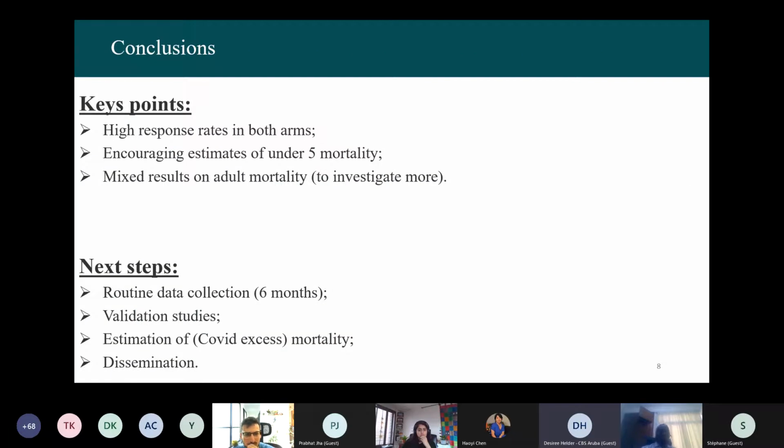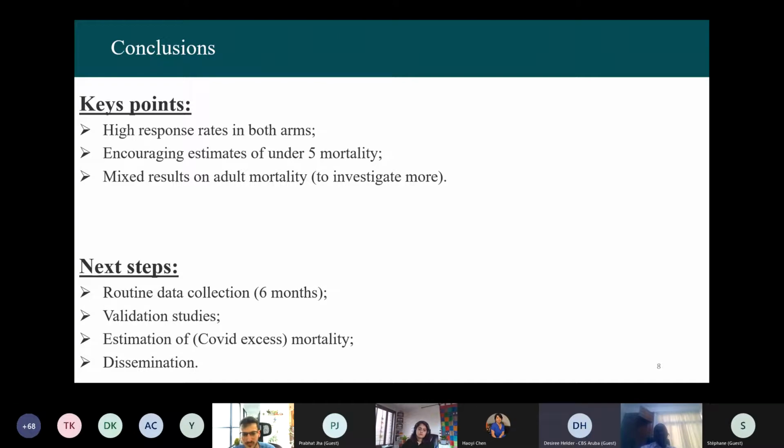So overall, what we can say from our experience in mobile phone data collection in terms of mortality measurement in Burkina Faso is that response rates are high in the RAMS, and the estimates of under 5 mortality are really encouraging. Compared to the UN estimate, we are really close. But for adult mortality, we got some mixed results, and so we need to investigate more.